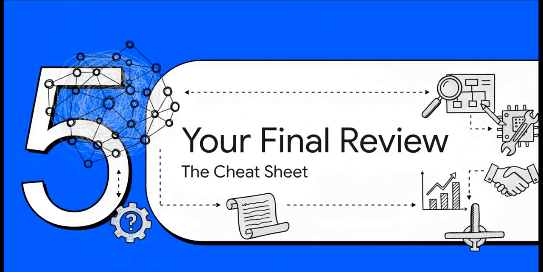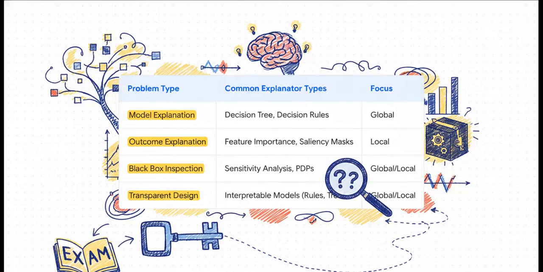Okay, time for the final review. Let's bring it all home. Seriously, if you're going to take a mental snapshot of any slide, make it this next one. This is your cheat sheet. This connects the 4 big problems we talked about with the tools that are used to solve them. Just take a second and let this sink in. Look at how for the global model explanation problem, using a whole decision tree makes total sense. But for a local outcome explanation, something more focused like feature importance is the right tool for the job. This table connects the problem to the solution. If you get this, you are in really great shape for the exam.